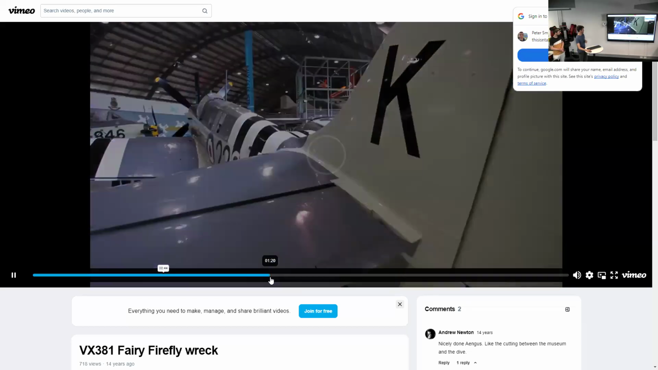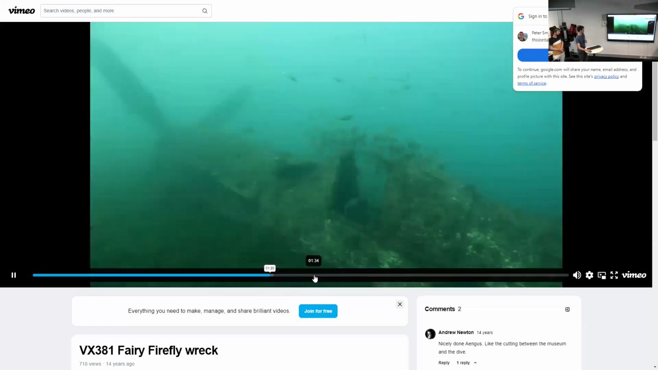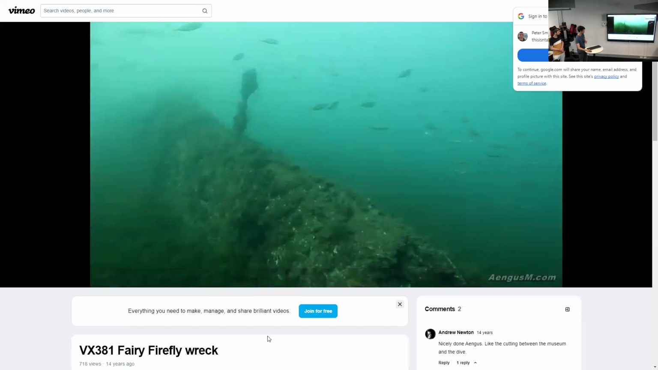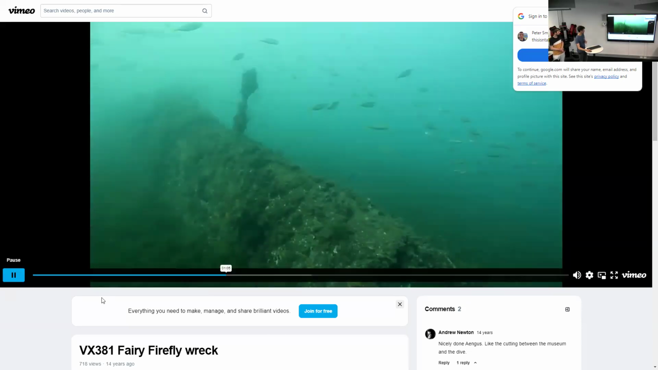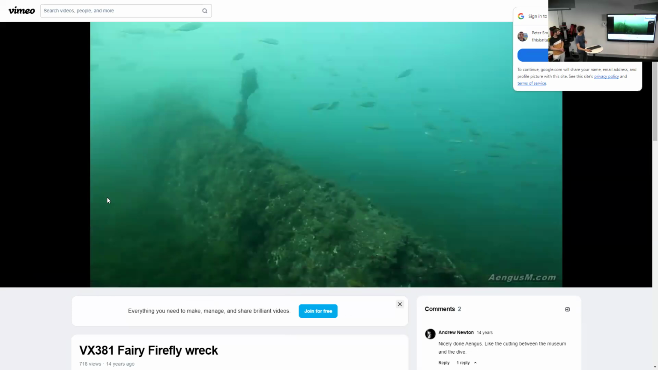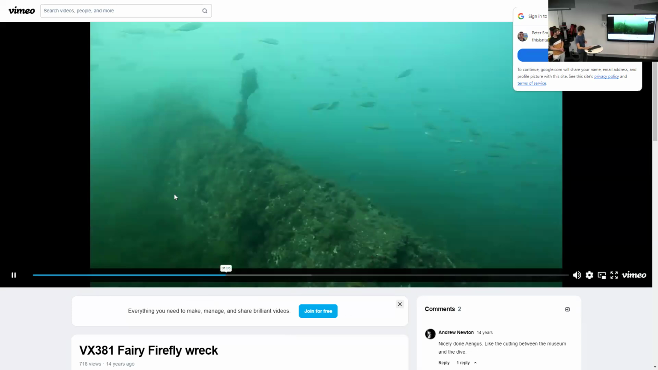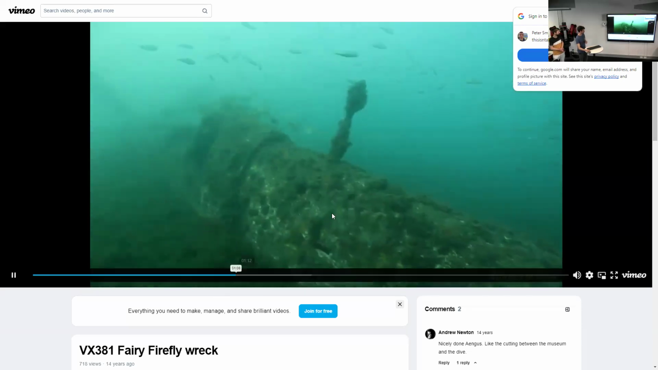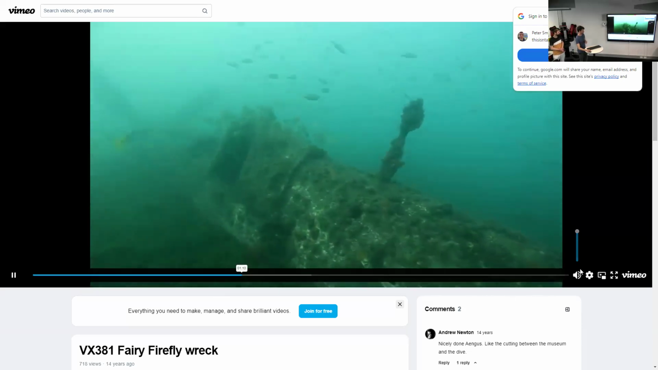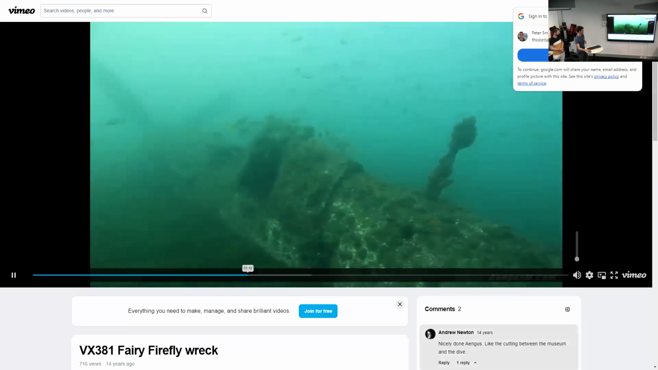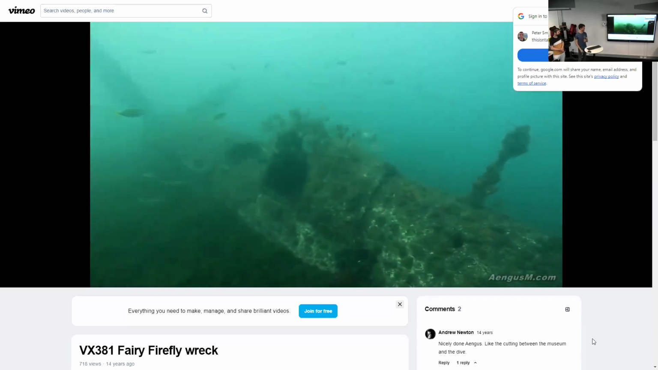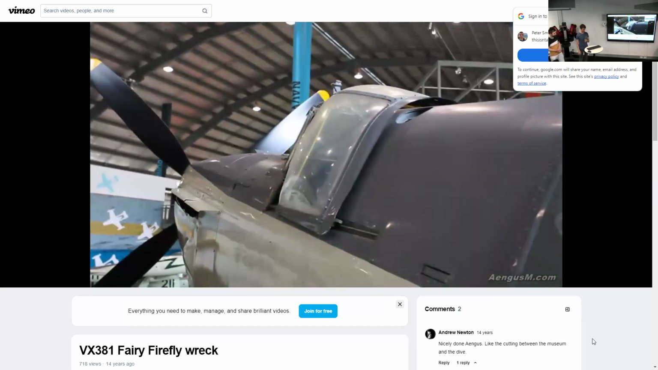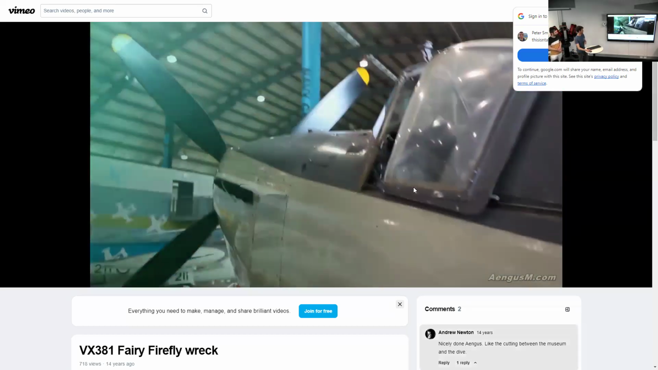Let's see if I can skip to the part with the water. There we go. So this is what we're looking for. And as you can see, it's quite overgrown with, come on, Vimeo. I think the scary music isn't actually the real soundscape, but you can see it's quite overgrown. It's very embedded in the sand.